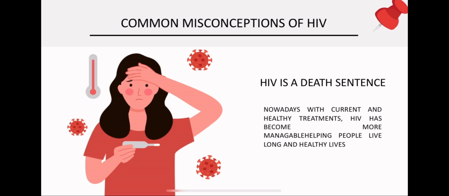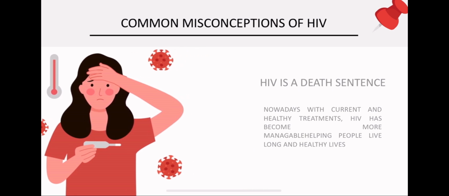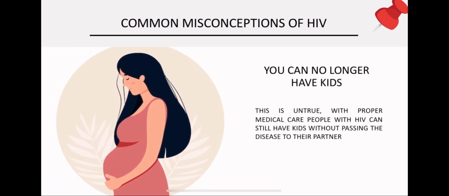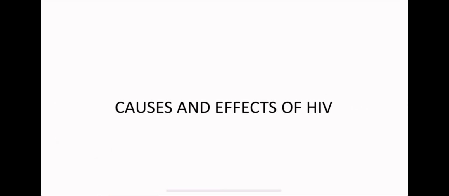HIV is a death sentence. Nowadays, with current and healthy treatments, HIV has become more manageable, helping people live long and healthy lives. You can no longer have kids. This is untrue. With proper medical care, people with HIV can still have kids without passing the disease to their partner. Now, let's move on to the causes and effects of HIV.